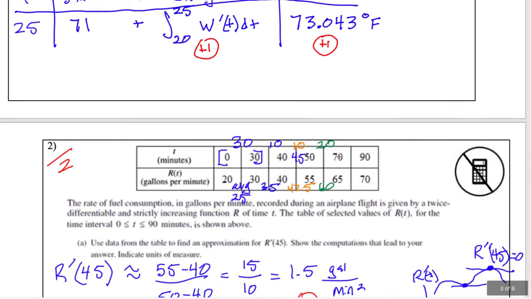And then finally, between 70 and 90, I have a distance of 20. The average of 65 and 70, and again, I'm going to use my shortcut method here.